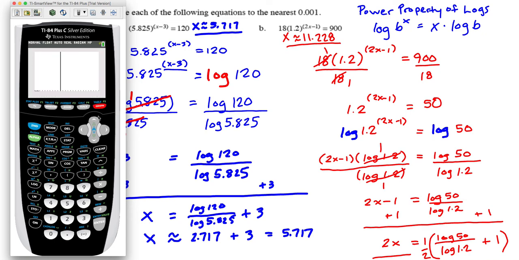Then when we look at our graph, it should fit on there and we can use the second trace intersect function. So second trace, number 5, mark your functions, enter, enter, then hit enter for the guess, and you see the intersection should be at about 11.228. So this function will be at about 11.228 when it reaches an output of 900. Do the same thing with the other one to check your answer there.